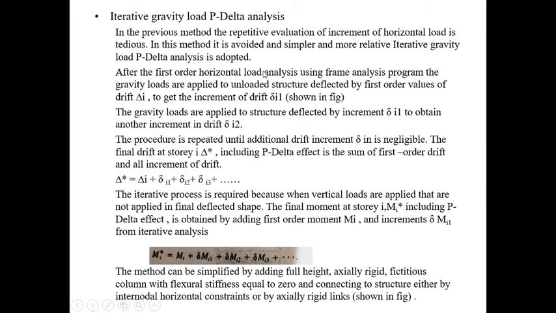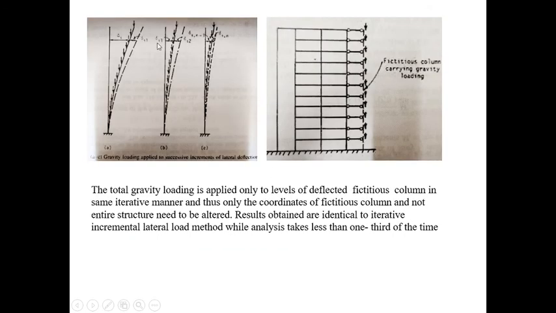After the first order horizontal load analysis, whatever we get using the frame analysis program, the gravity loads are applied to the unloaded structure reflected by first order values, say of drift delta I. You get the increment in the drift, that is delta I1. So this is the increment taking place. Due to first order analysis using the horizontal load, you get the first order values, that is drift delta I. The increment is small delta I1, as shown in the figure here.